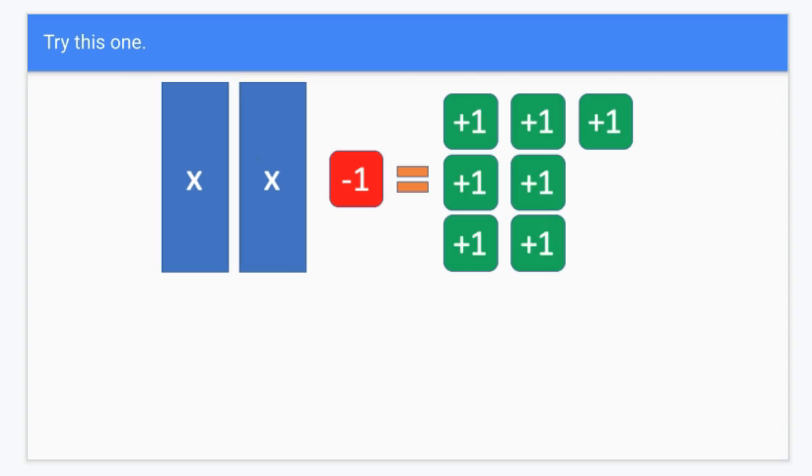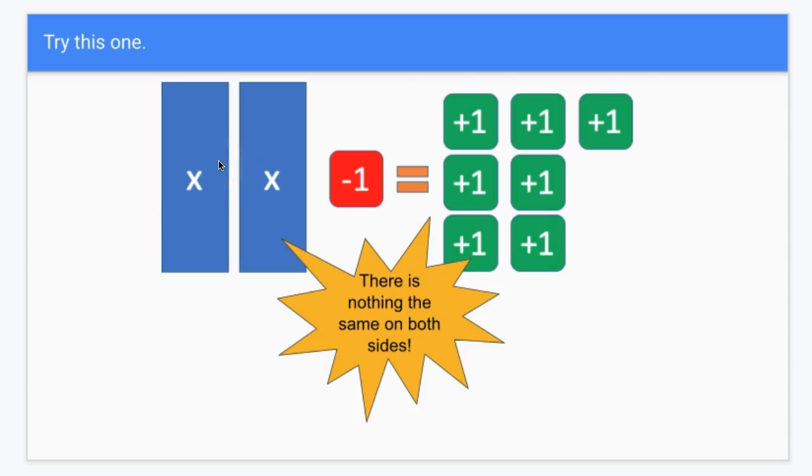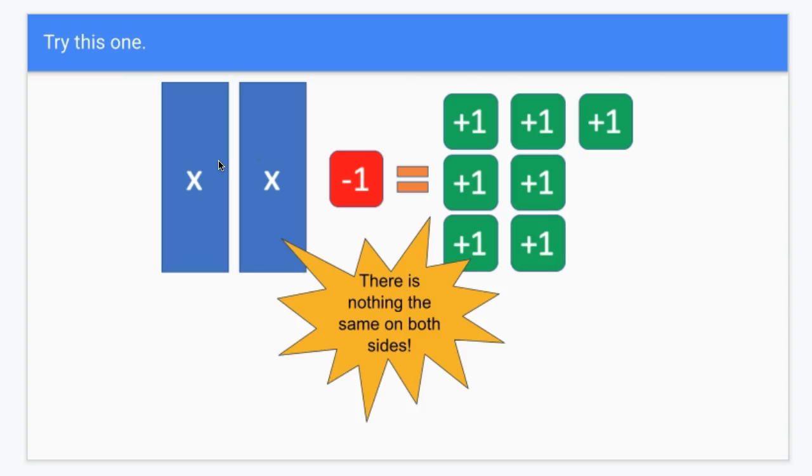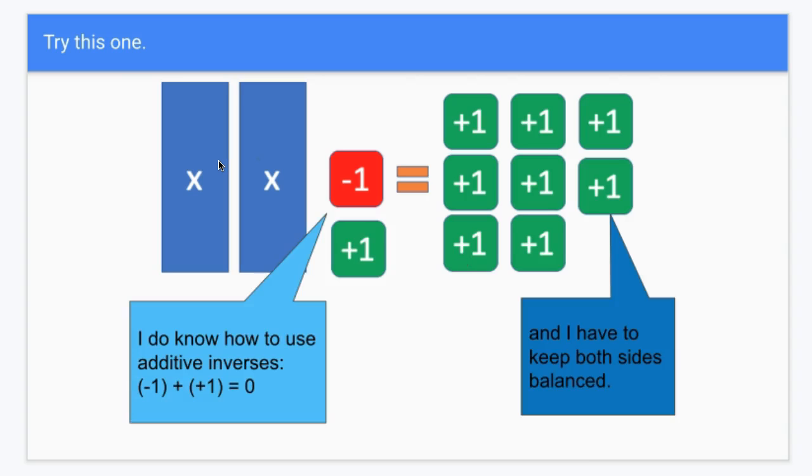Now, looking at the next one, there's nothing the same on both sides. So what's going to happen? Well, it's simple. You're going to add 1 to both sides. And by the way, this expression, I'm sorry, this equation is 2x minus 1 equals, and this is, let's see, that's 1, 2, 3, 4, 5, 6, 7. All right? 2x minus 1 equals 7. So you're basically going to add 1 to both sides.